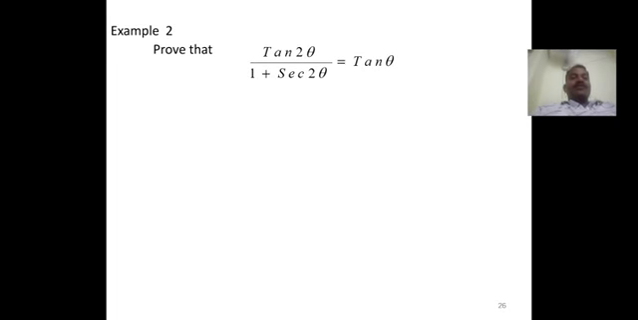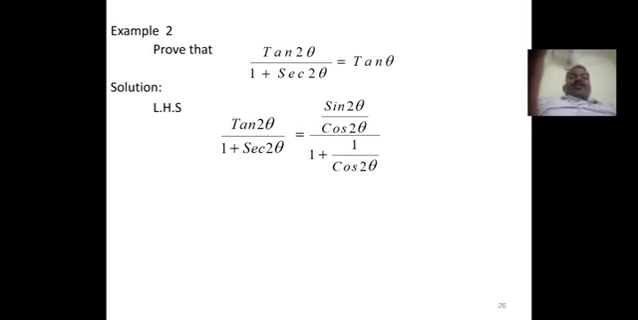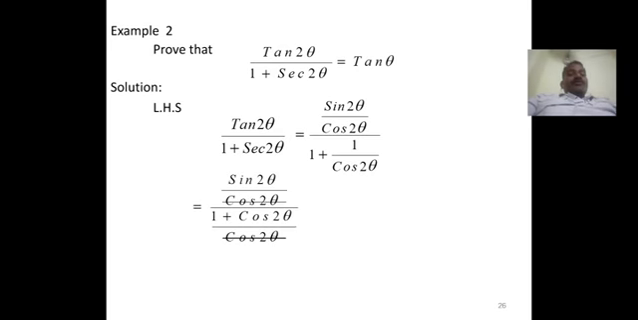Now similarly, we'll take the next one. Tan 2 theta by (1 plus sec 2 theta) is tan theta. Here tan 2 theta means sin 2 theta by cos 2 theta, and sec 2 theta is 1 by cos 2 theta. Sin 2 theta by cos 2 theta is tan 2 theta, that is the LHS part. 1 plus sec 2 theta is 1 plus 1 by cos 2 theta. Taking the LCM, the denominator is cos 2 theta. So sin 2 theta by cos 2 theta by (1 plus cos 2 theta) by cos 2 theta. Here cos 2 theta will cancel.